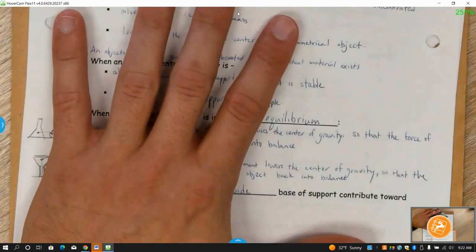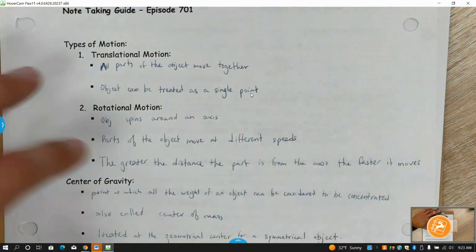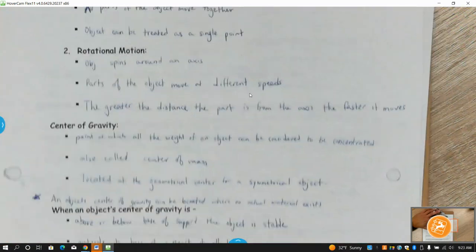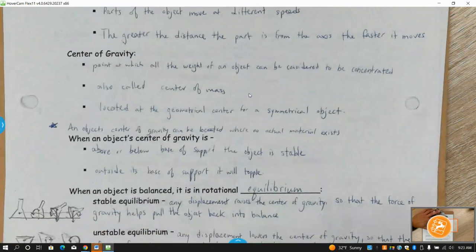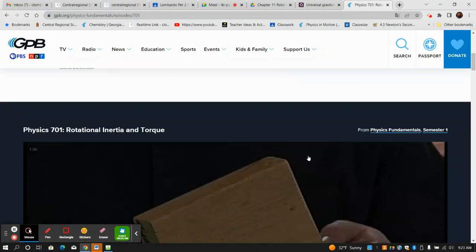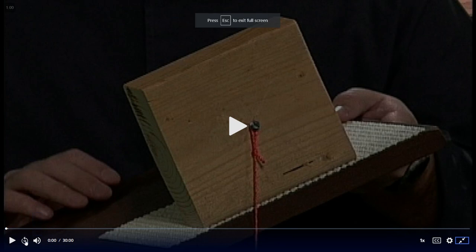So continuing with our notes from Friday, rotational equilibrium, we talked about what translational motion was, and rotational motion. And we talked quite a bit about center of gravity, also called center of mass, and how that will cause objects to either be a little bit more stable or topple once they go outside their base of support. In the video that we watched that went along with this, again, it was an older video, but it did a good job of walking through everything.